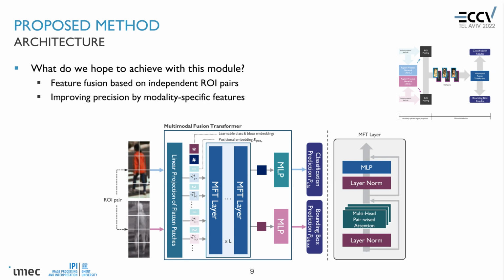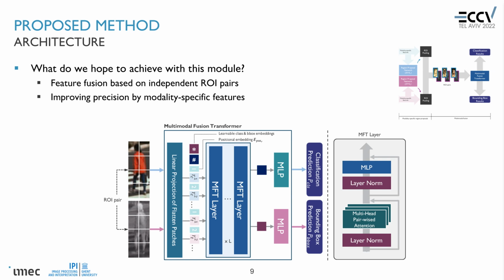So what do we achieve with this module? First of all, we improve the precision by fusing modality-specific features. The ROI pairs with modality-specific features would provide more detail than only considering the modality shared features. And second, our fusion scheme only focuses on combining each ROI pair separately instead of considering the whole feature map. So we can use different weights to combine the pairs and make the prediction, which makes it more flexible.